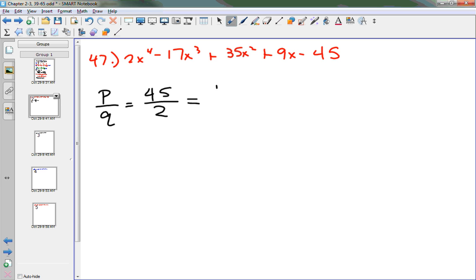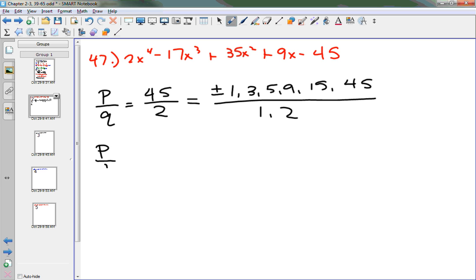So therefore, I want every factor of 45. So that's 1 and 45. It's not divisible by 2. 3 and 15. Not divisible by 4. 5 and 9. Bring down the 15 to the 45. What are all the factors of 2? 1 and 2. So now I need to write my complete list of all my possible rational roots. So remember how we did this yesterday? I took every numerator and divided by the number 1. So that gives me 1, 3, 5, 9, 15, and 45. Agree? Yes or no?